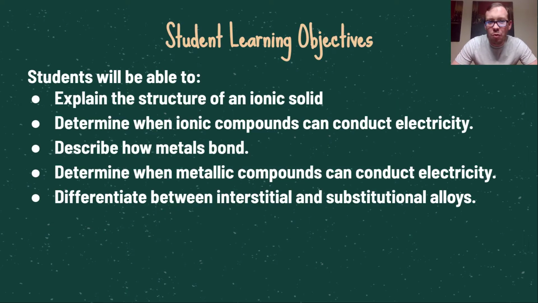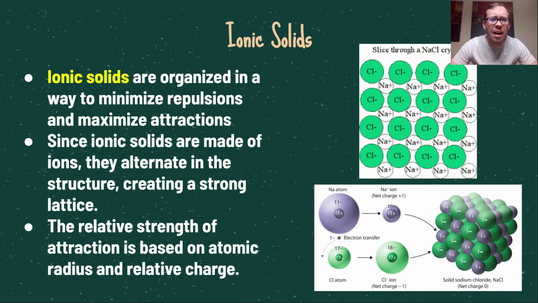Hopefully by the end of this video, you will be able to explain the structure of an ionic solid, determine when ionic compounds can conduct electricity, describe how metals bond, and determine when metallic compounds can conduct electricity as well. Furthermore, we're going to be able to differentiate between two types of alloys, interstitial and substitutional. So let's start off by talking about ionic solids.